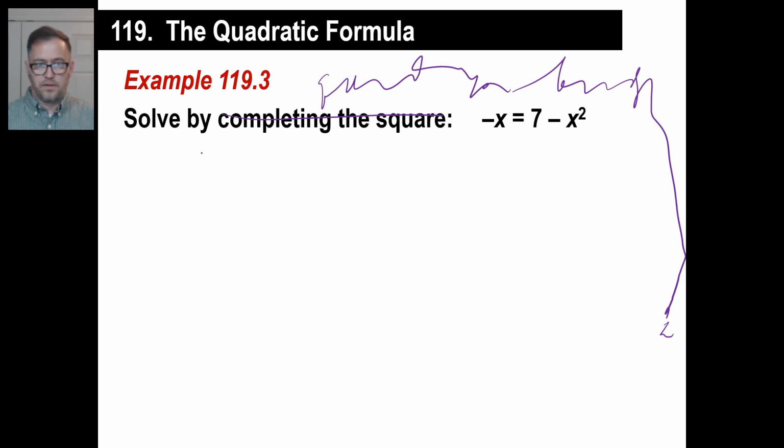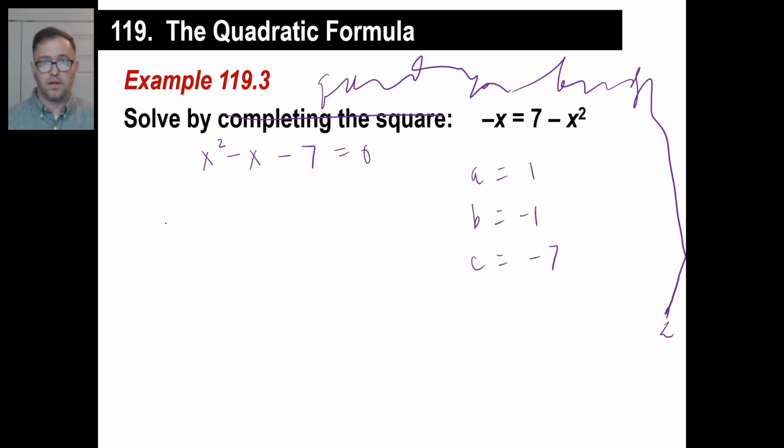All right, well, first off, this doesn't look nice. It needs to be x squared over to the left. It needs to be negative x is good, and then it needs to be negative 7, and that equals 0. Okay, so we have our a is 1, our b is negative 1, and our c is negative 7. So let's sing it. Ready? Okay, forget it. Okay, x equals negative b, that's going to be a 1, plus or minus the square root of b squared, which is 1, minus 4ac all over 2a.